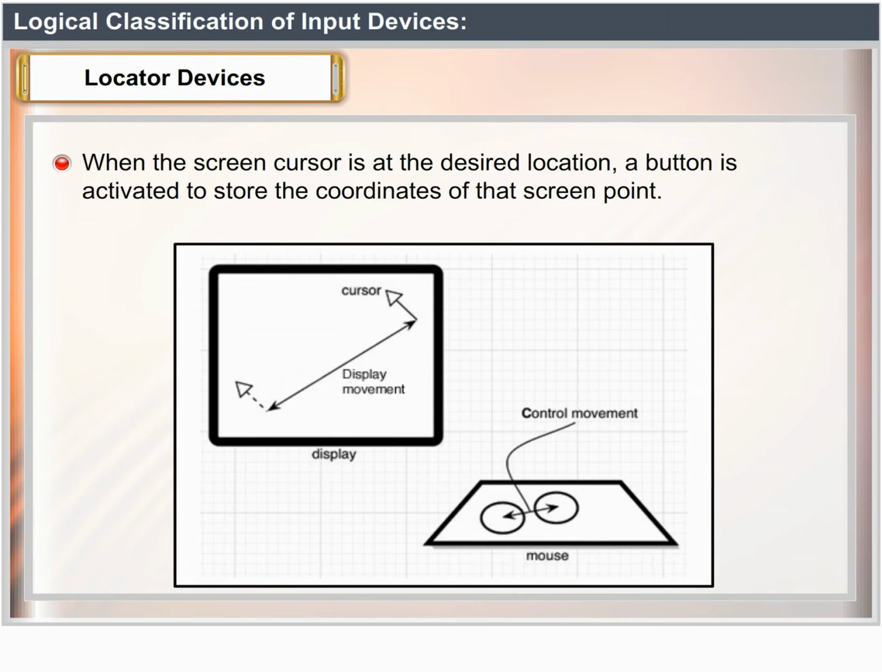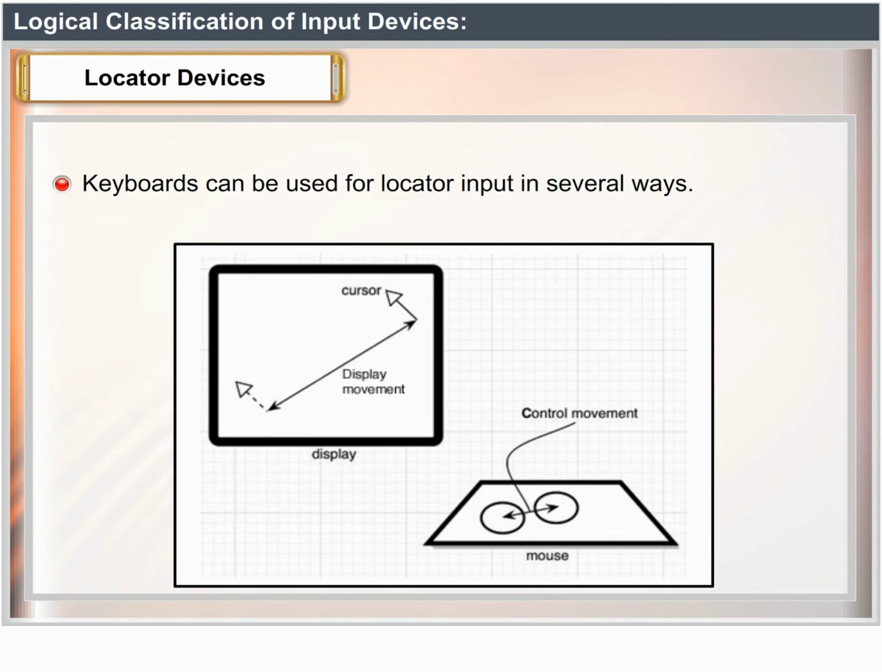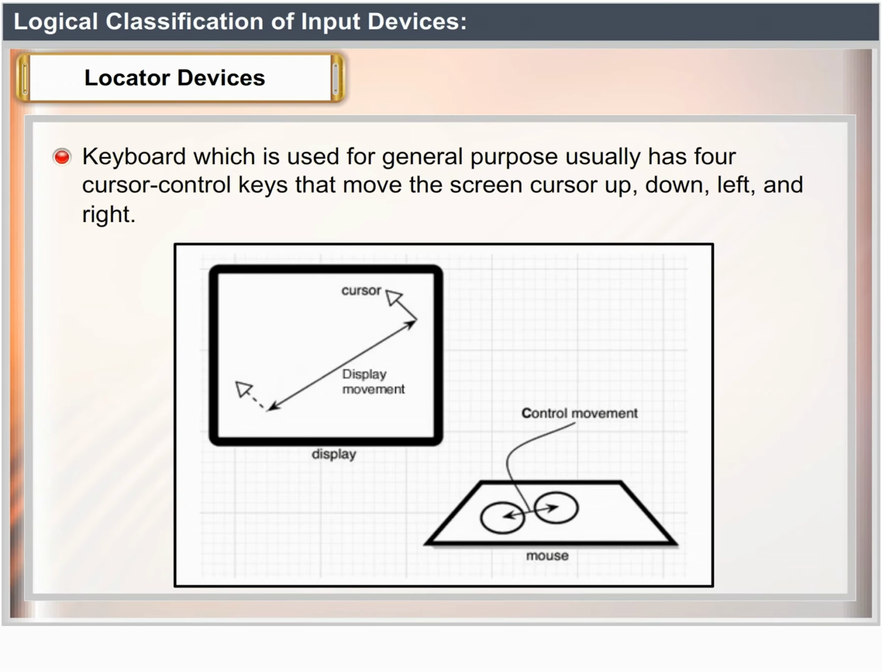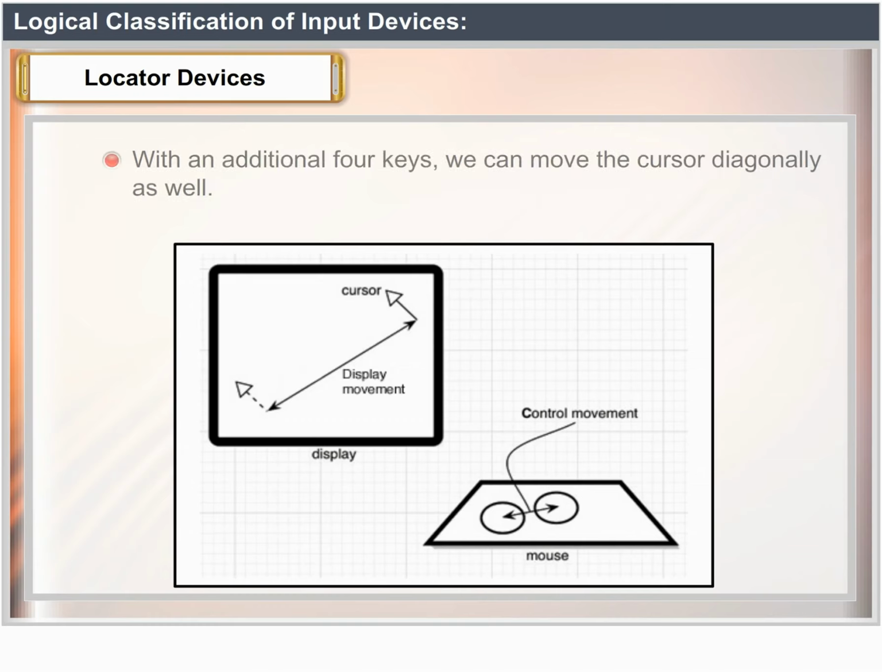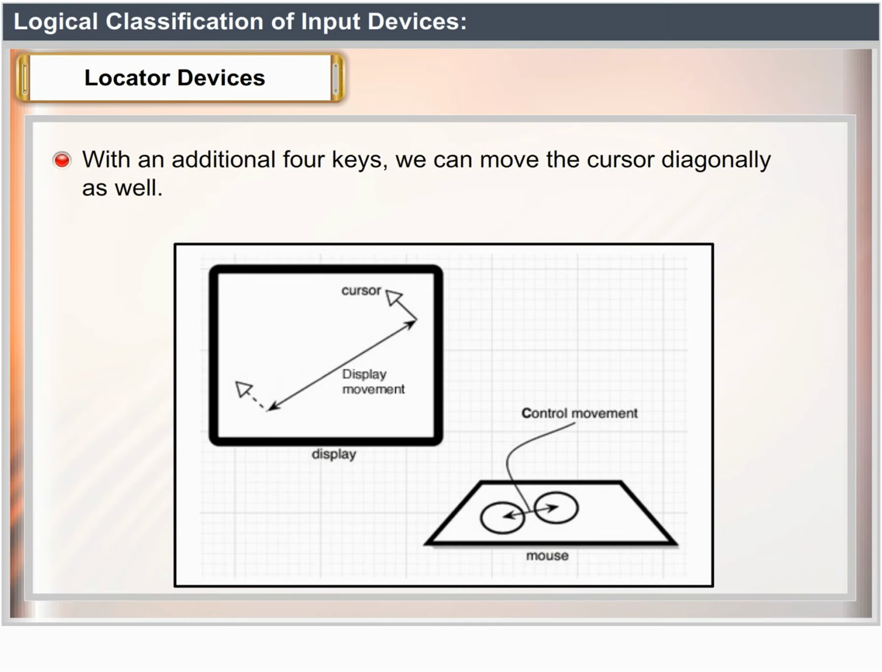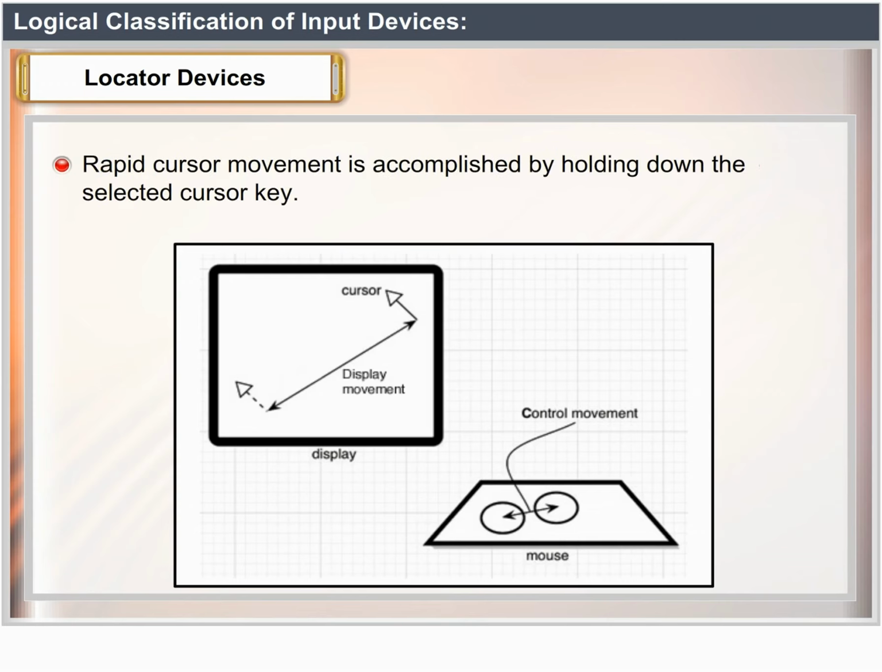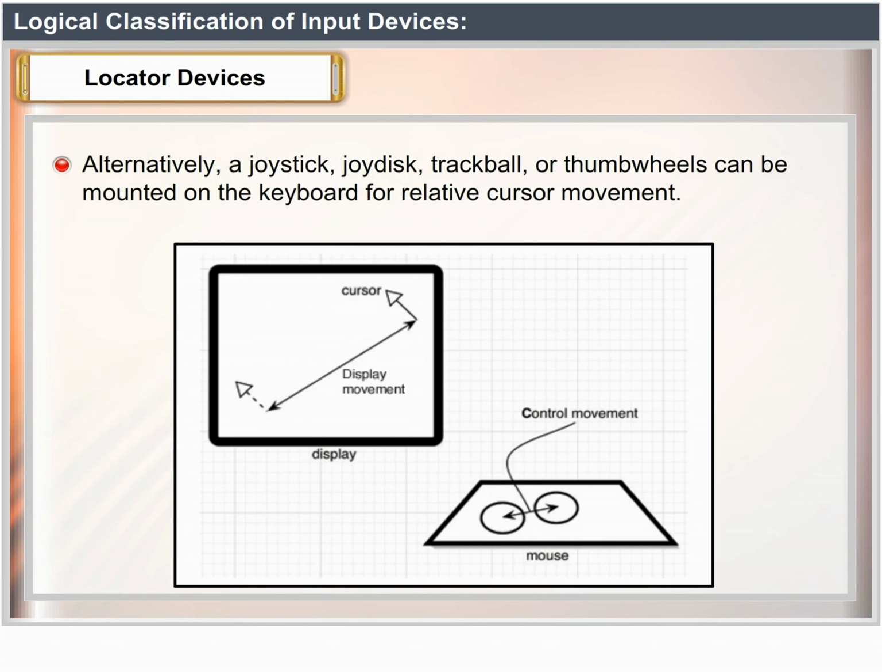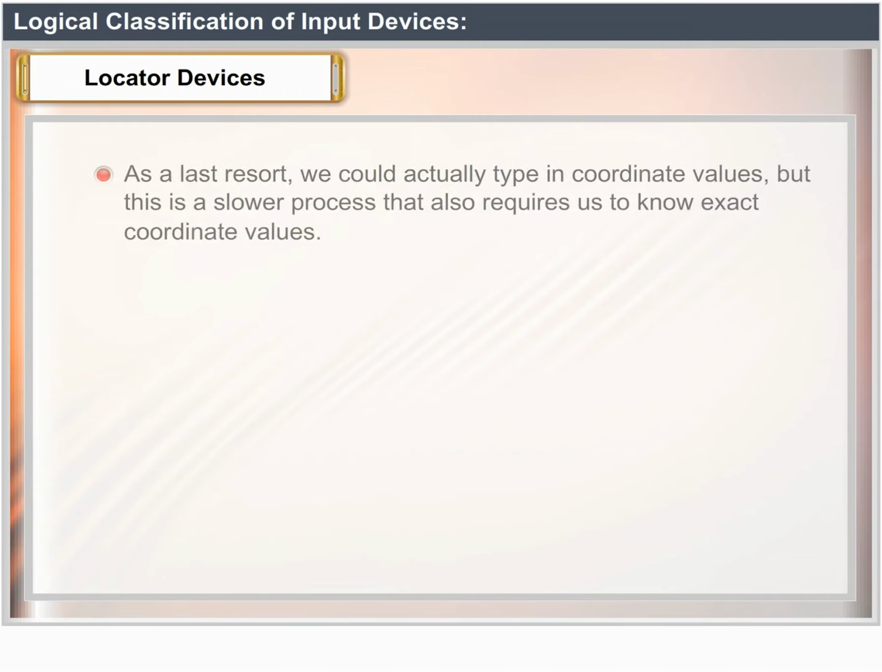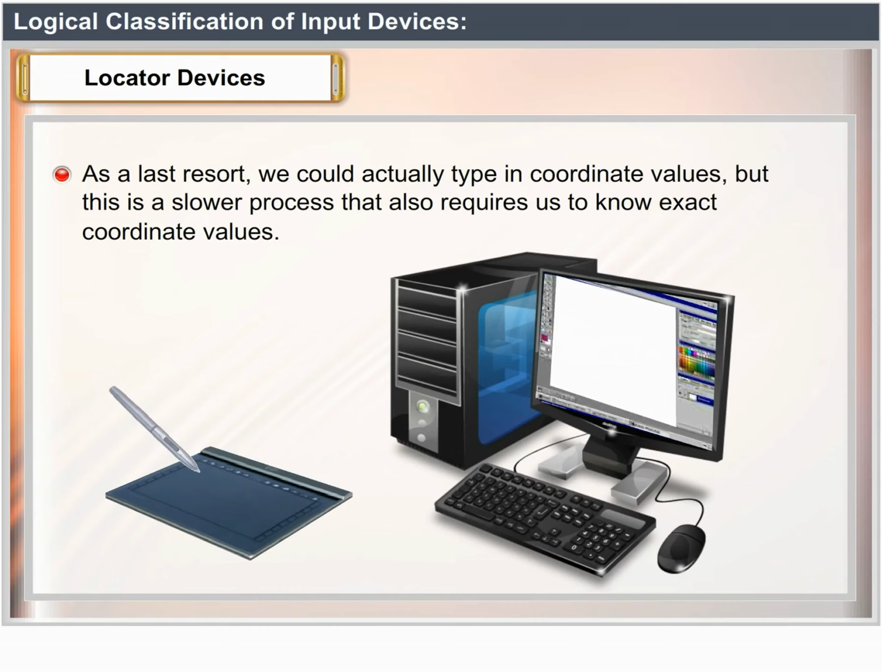Keyboards can be used for locator input in several ways. A general-purpose keyboard usually has 4 cursor control keys that move the screen cursor up, down, left and right. With an additional 4 keys, we can move the cursor diagonally as well. Rapid cursor movement is accomplished by holding down the selected cursor key. Alternatively, a joystick, joydisk, trackball, or thumb wheels can be mounted on the keyboard for relative cursor movement. As a last resort, we could actually type in coordinate values, but this is a slow process that also requires us to know exact coordinate values.